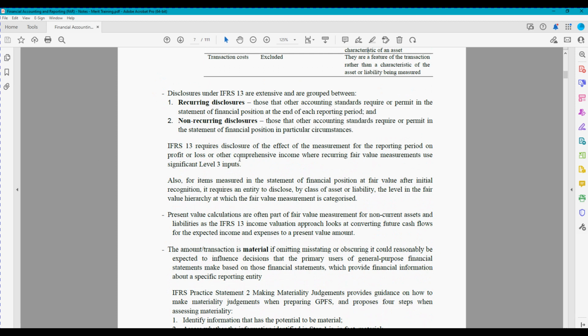So disclosures under IFRS 13 are extensive and they're grouped by recurring disclosures or non-recurring disclosures. It's pretty self-evident as to what both of these mean. Recurring disclosures are ones which you need to do on a recurring basis, i.e. at the end of each reporting period, whereas non-recurring ones are those that you only need to do at one point in time in a particular circumstance.